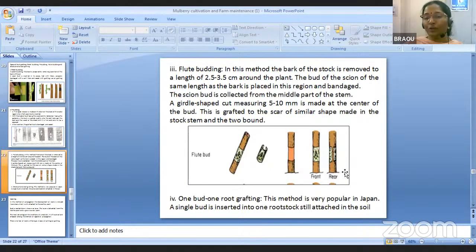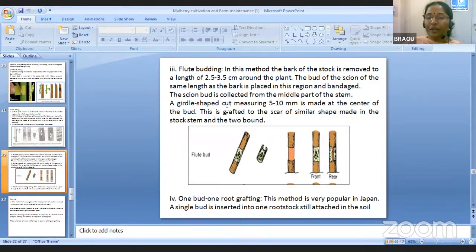So here in a flute budding, what you're going to do is, you're going to remove a length of 2.5 to 3.5 centimeter around the plant. So you're going to cut around the plant almost in the length of 2.5 to 3.5 centimeter. You're going to make it almost like a round shape. You're going to cut around the branch of whatever the stalk that you're going to cut. And the bud of the scion of the same length as that of the bark is inserted. This is the scion of the same length. And this is to be inserted into the stalk where you have already cut out a 2.5 to 3.5 centimeter gap over here. You're going to add this scion into the stalk, and you're going to allow them to grow.